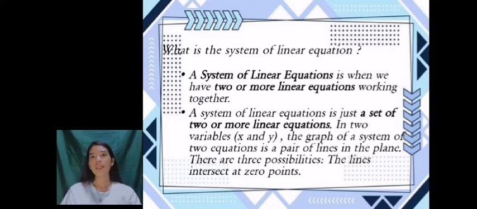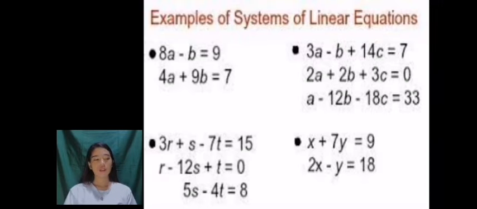We already discussed what a linear equation is. For example, 2x minus y equals 0 is an example of a linear equation. When we say a system of linear equations, it has two or more linear equations, a combination of two or more linear equations. Next slide. The following slide shows examples of a system of linear equations.